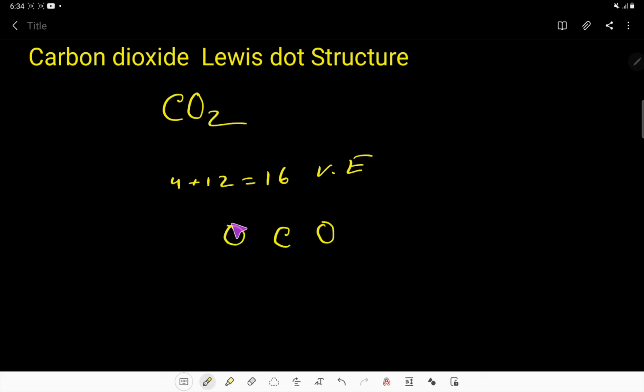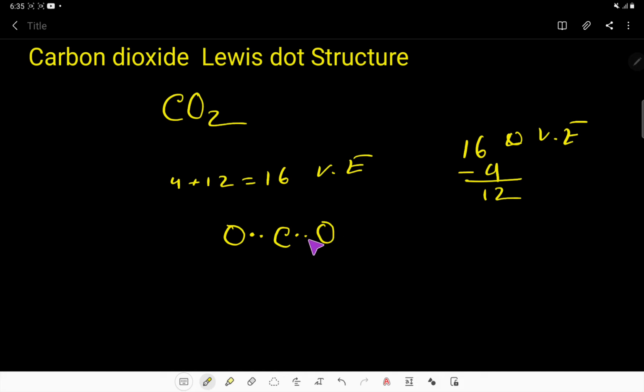So let us do it. These 16 valence electrons will be used to connect. So let us use just these 4 valence electrons to connect this outer atom with this central atom. So we have used 4 valence electrons. Out of 16 valence electrons, we have used just 4. So 12 valence electrons are left, right? These 12 valence electrons will be used to satisfy the octet of the outer atom first, here oxygen.